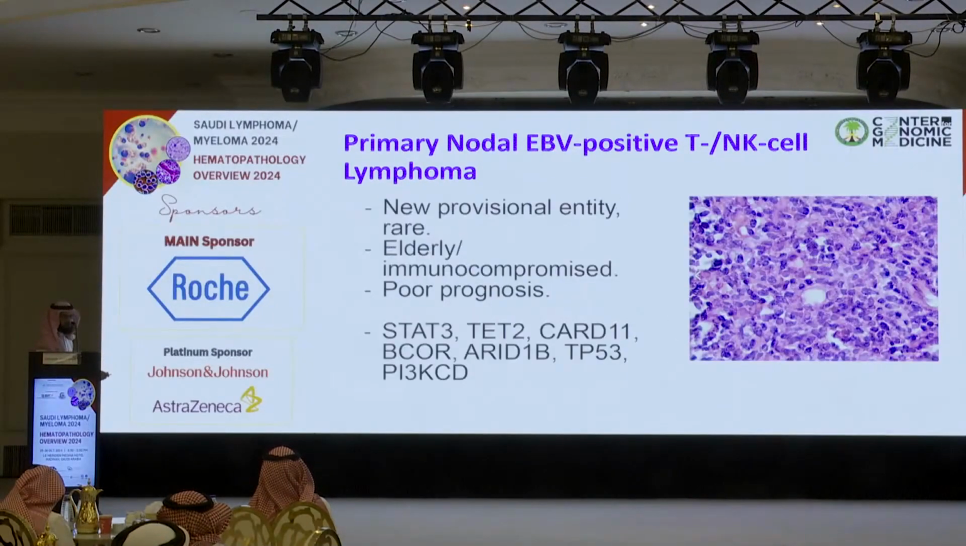Primary nodal EBV positive NK cell lymphoma. This is a new provisional entity in both ICC and WHO5, usually in the elderly, with poor prognosis. And there are many mutations described here, including STAT3, TET2. All of them are potential targets. Still, this area needs more attention because this disease is very aggressive.